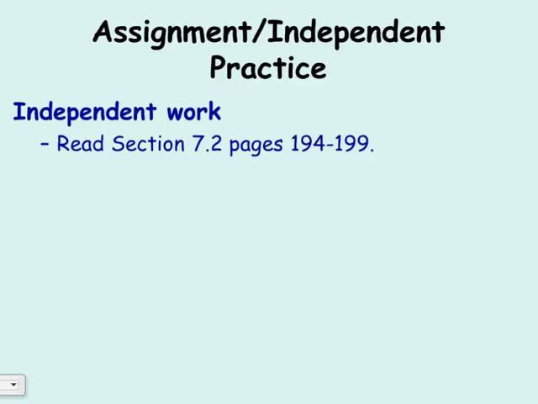Okay, so I would suggest you read section 7.2, pages 194 through 199.